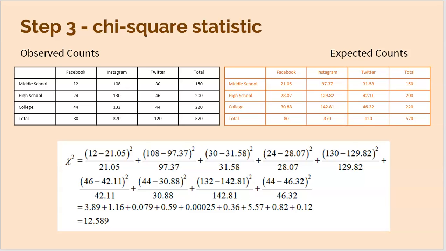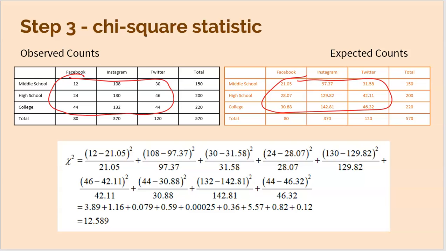For every single one of these categories, again, you don't use the totals, right? We're just looking at the observed counts for each population and each social media preference. So we do have 9 of them. This is a little bit time consuming, but for each one of these, we take the observed, for example, 12 middle schoolers that use Facebook, minus the expected, 21.05, square that value and divide it by the expected. So this does take some time.